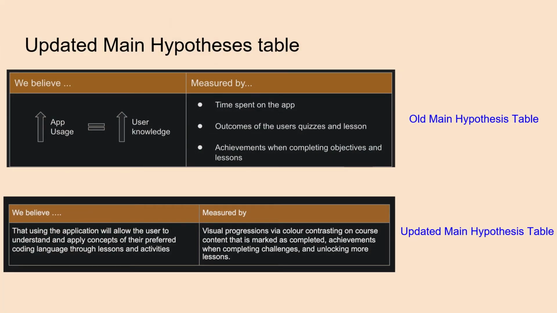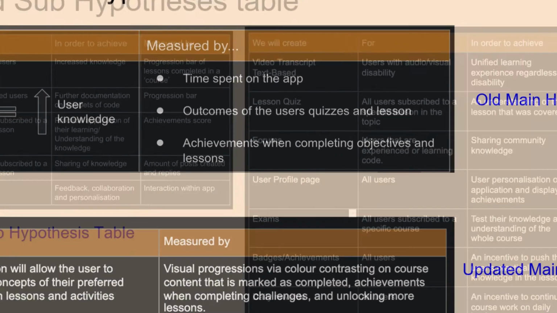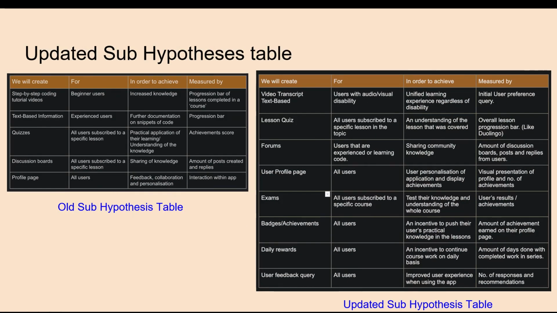After a few iterations and feedback provided by our team, we decided to refine the hypothesis table furthermore by adding new points and a few adjustments to the wording. As you can see, we made minor changes to the main hypothesis, such as adding the visual progression bar to the measure by section. For our sub-hypothesis, we expanded our points by adding new features towards our design.